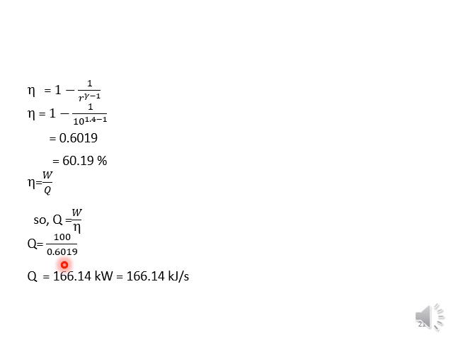So here in this problem, we have to identify what is VC and VC plus VS. The volume available at the TDC is nothing but the clearance volume, and the volume available at the BDC is the swept volume plus clearance volume. If you identify that, you can easily calculate the compression ratio. After the compression ratio, we can calculate the efficiency. After calculating the efficiency, we can use the formula output by input. Output is the work done, input is the heat supplied. So Q is equal to W by efficiency. We will get 166.14 kilojoule per second.